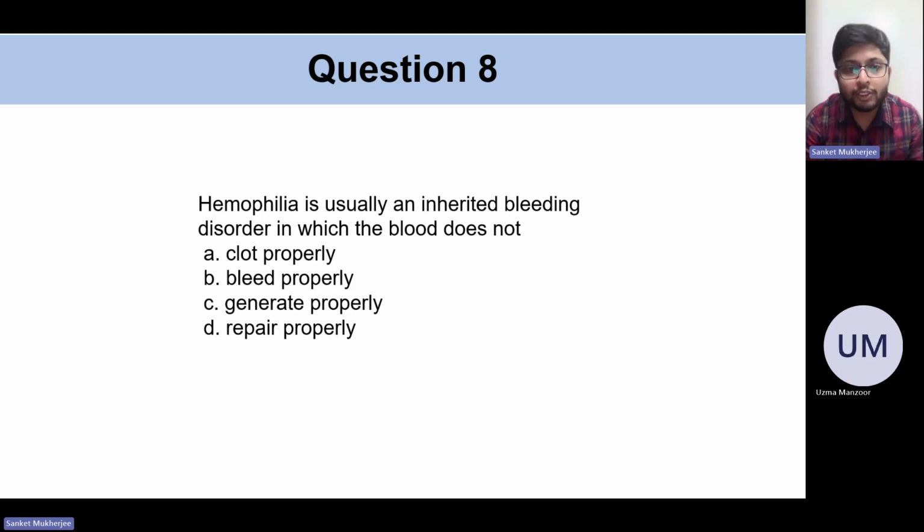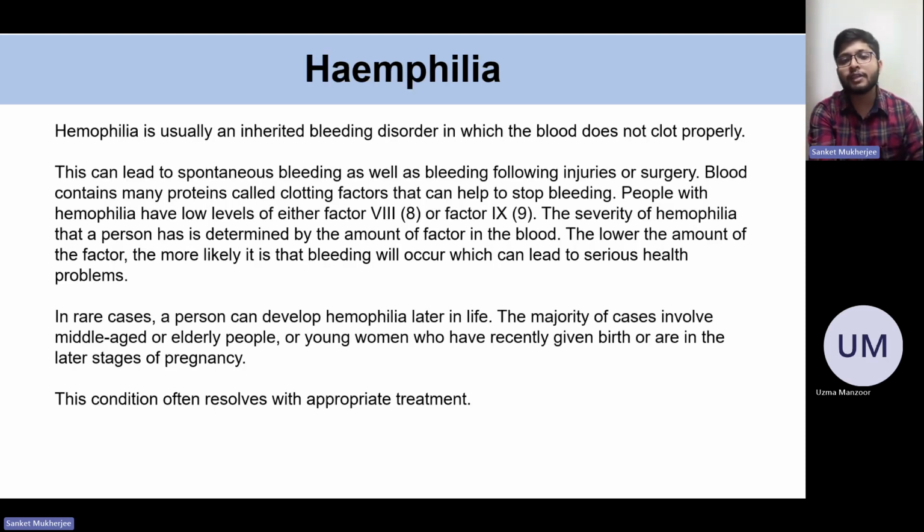Okay, so the answer to this question would be: hemophilia is usually an inherited bleeding disorder in which the blood does not clot properly. Let's see, what is hemophilia? So it's usually an inherited bleeding disorder in which the blood does not clot properly. So that gives us the answer.